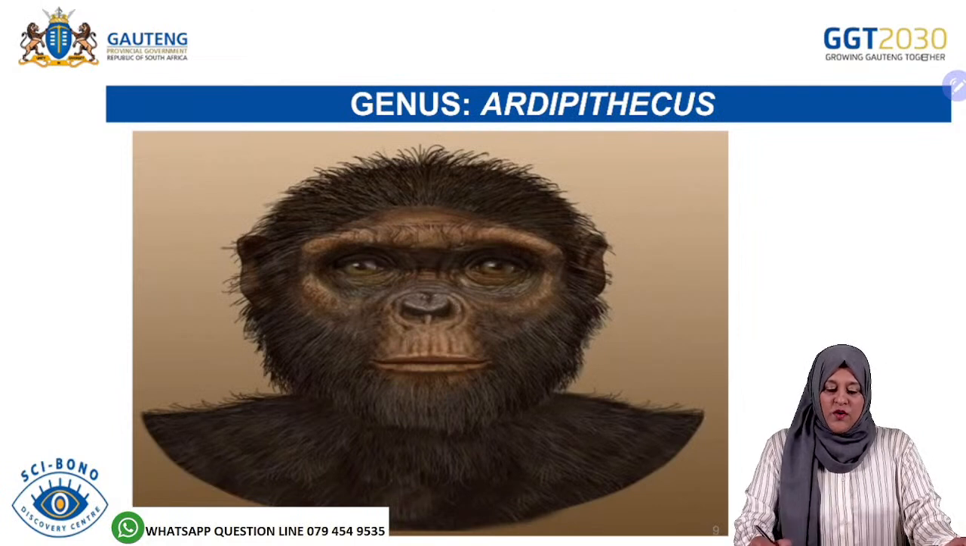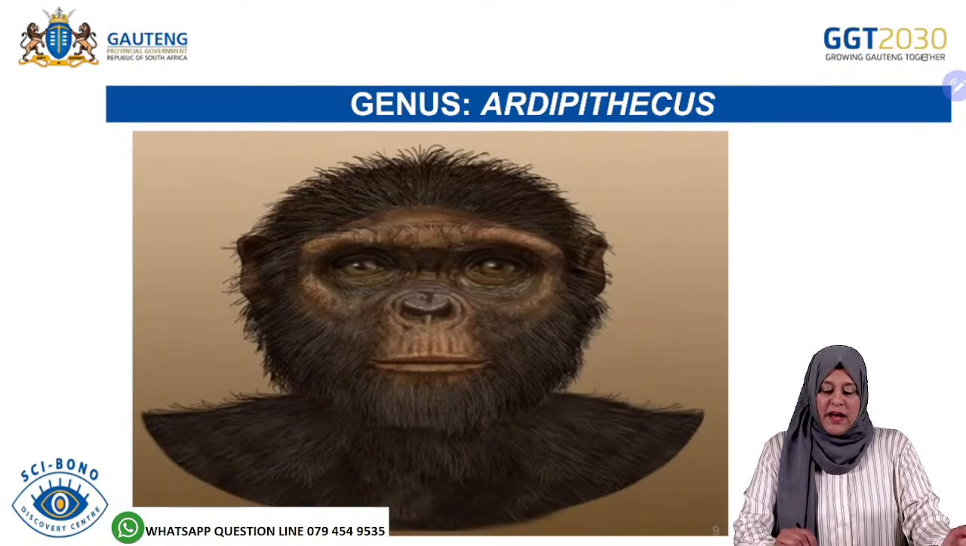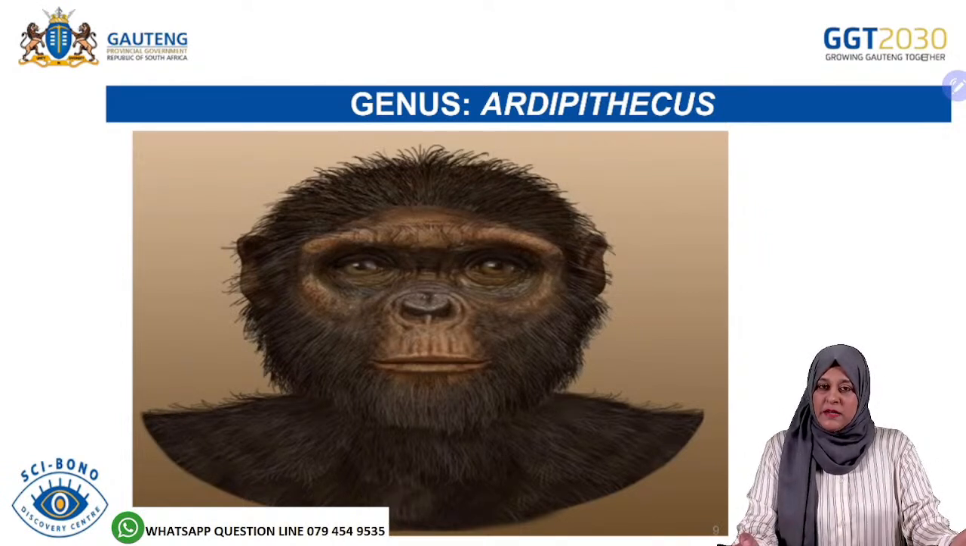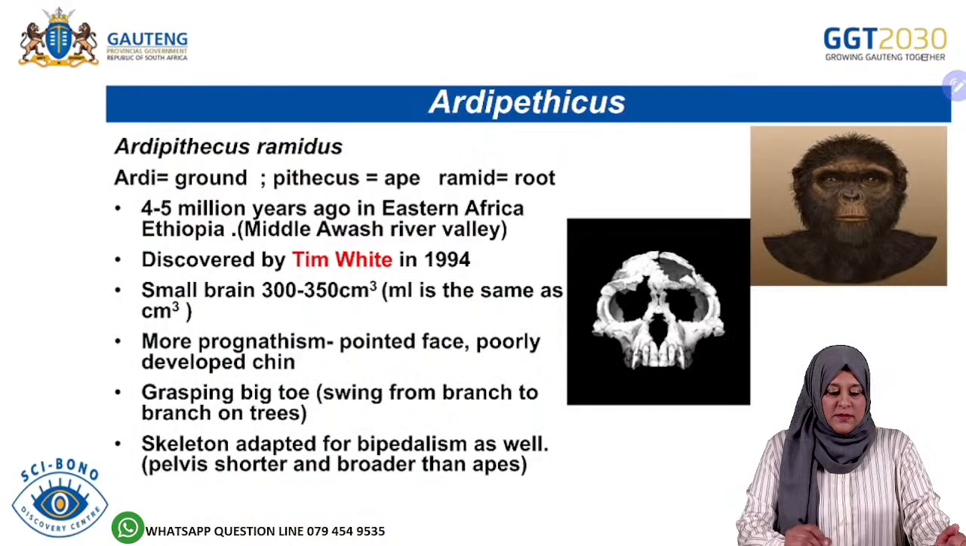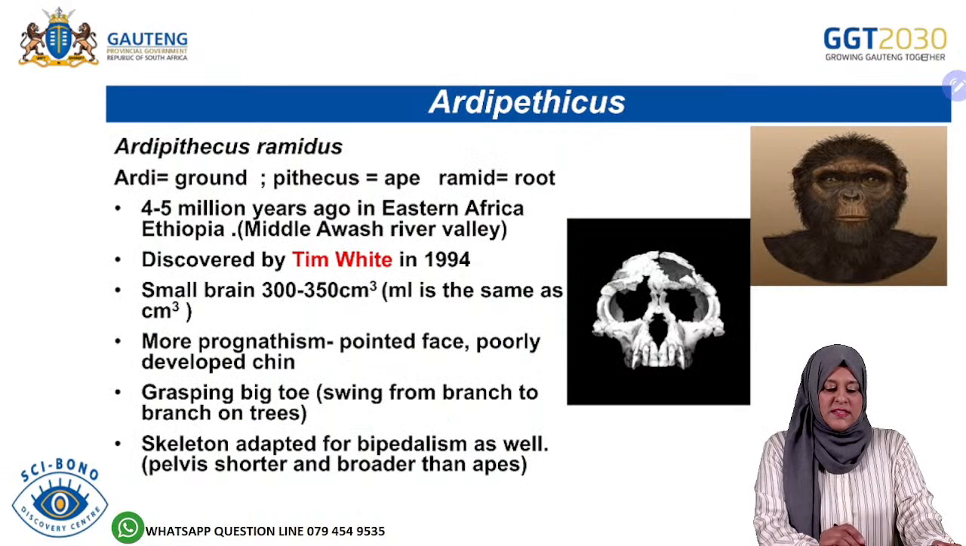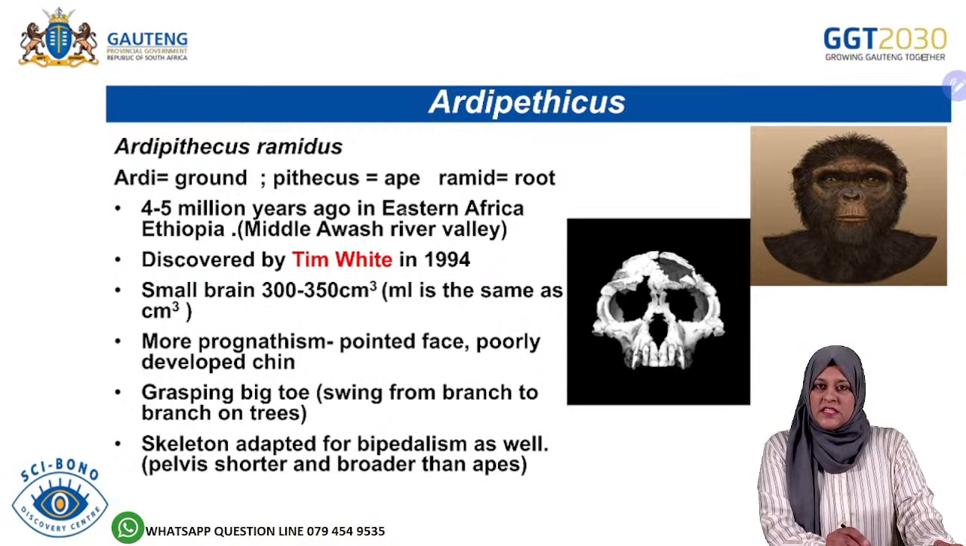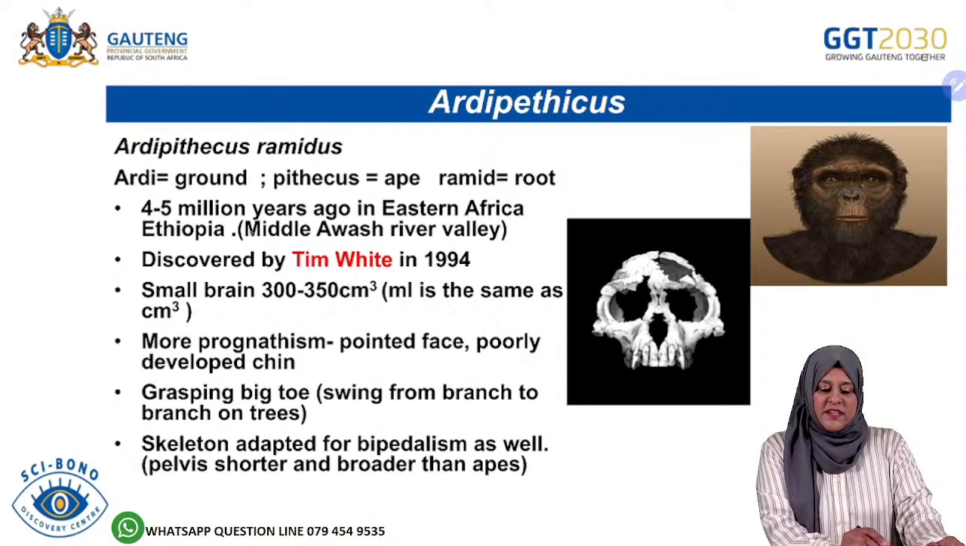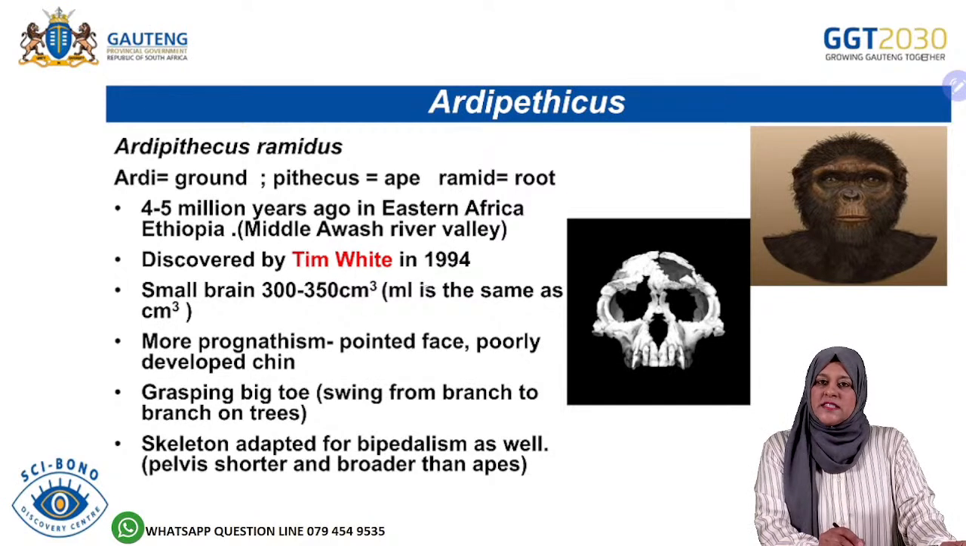Right, let's go and look at Ardipithecus. This is the first bipedal primate, but they also climbed trees. They were bipedal, but they walked on fours as well, right? The next one, still staying with Ardipithecus, is Ardipithecus ramidus. Ardi for ground, pithecus means ape, and ramid is root, probably what they ate. They lived about 4 to 5 million years ago in Eastern Africa, the Ethiopia region. These fossils were discovered by Tim White in 1994.